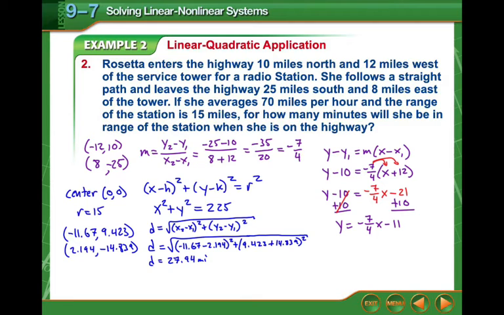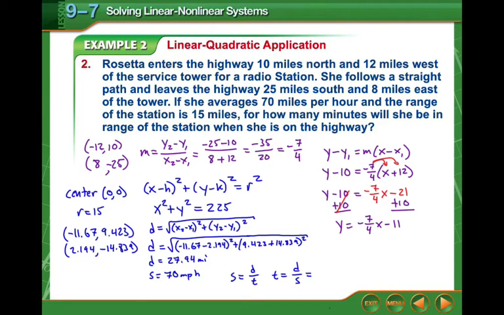We also know she's going 70 miles per hour. So her speed is 70 miles per hour. Well, we know she went 27 miles, so if we divide our distance by our speed, remember, speed is equal to distance over time. So if we swap time and speed, we'll be able to solve for the time. Now, this is going to give us hours to start, so we need to keep that in mind, and then we'll convert it to minutes after we get that.